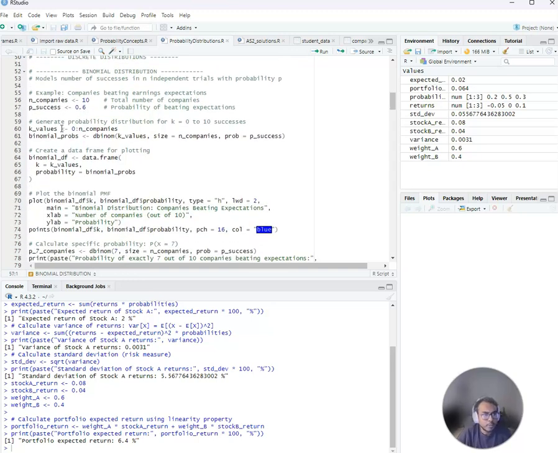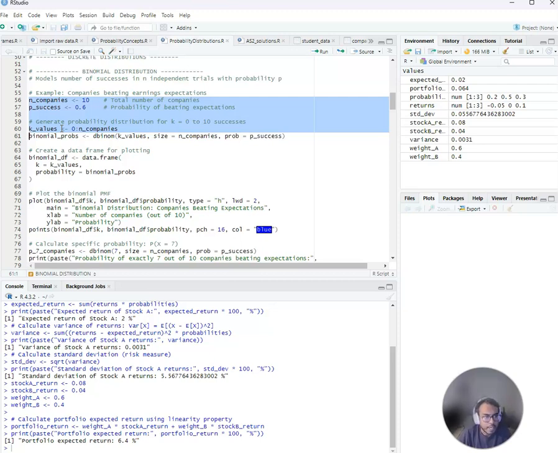Then we will move on to the binomial distribution. So I have a total of 10 companies, which is my N. The probability of success, which here is defined as beating expectation, is 60%. And I want to generate the probability distribution for all values of K. So if K is 0, that means no company is beating the market. And if K is 10, then that means all companies are beating the market. So I define N, I define P. My K values is the whole range from 0 to 10.